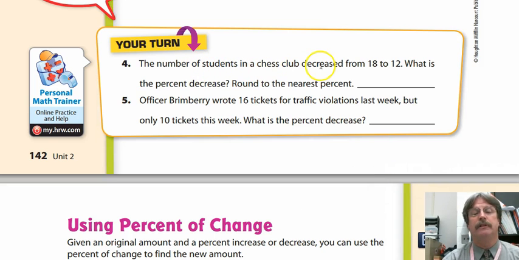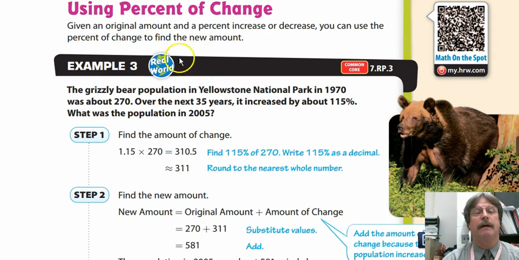I have another example here. The number of students in the chess club decreased from 18 to 12. What's the percentage of decrease? Round to the nearest percent. So you take 18 minus 12, which gives you 6. 6 divided by 18 gives you a number. Using the percentage of change, you're going to be given an original amount and a percent increase or decrease. You can use that to find out what the new amount is going to be. So we have an example here.